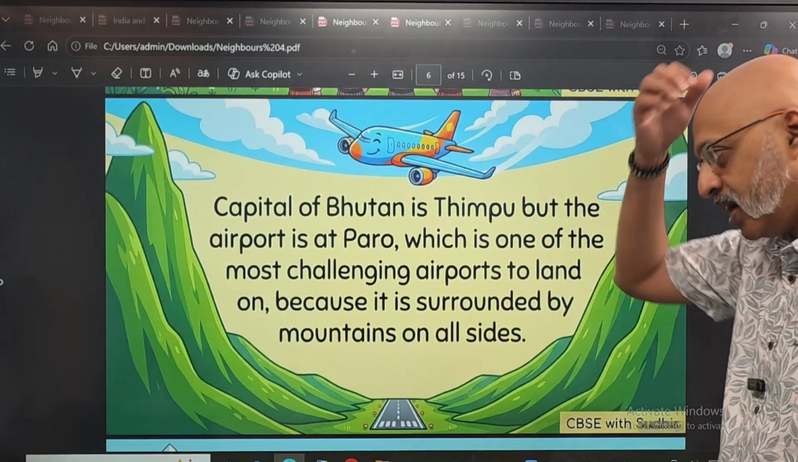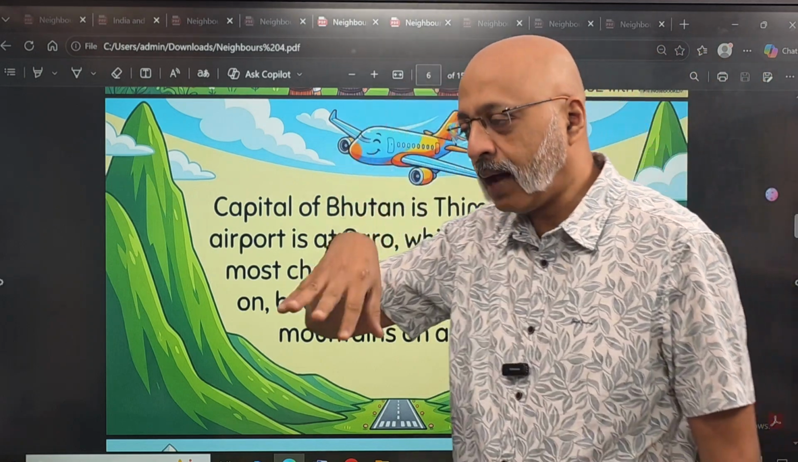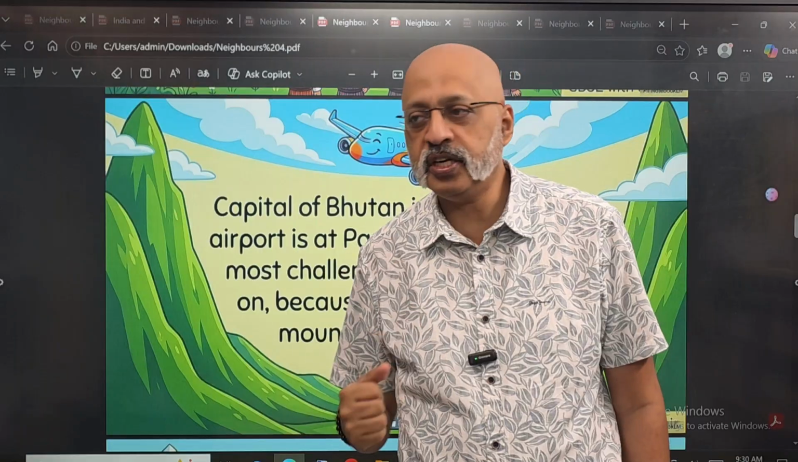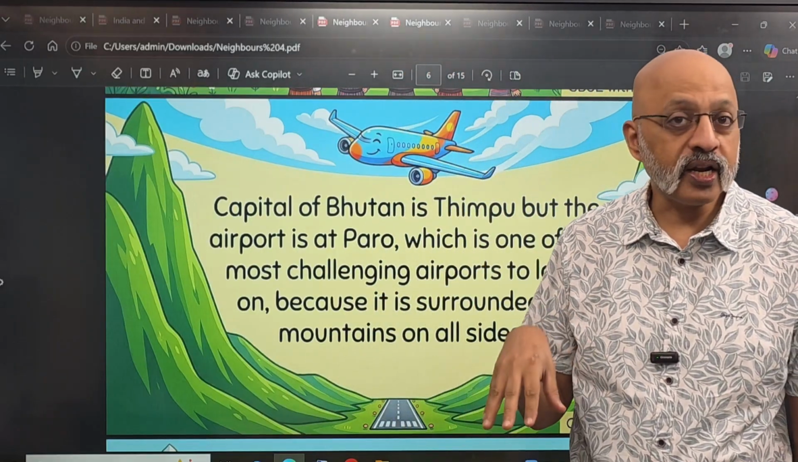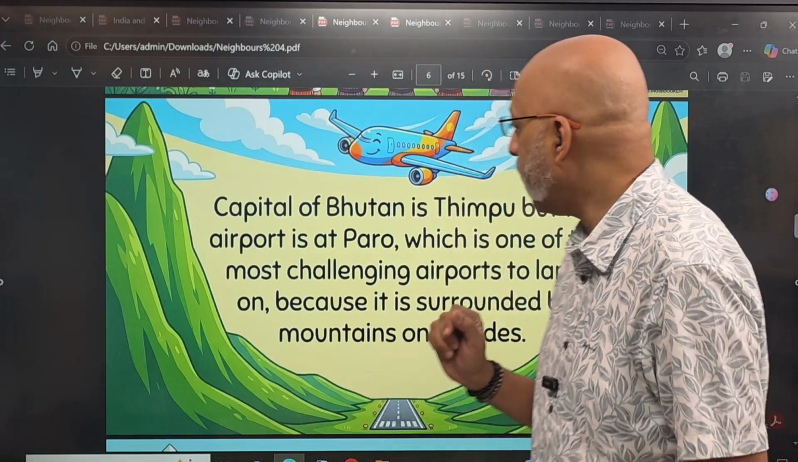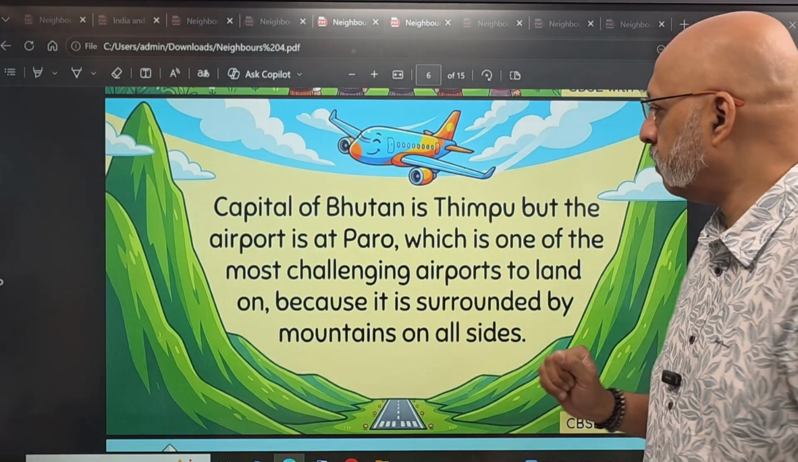Then this is something which I wanted to tell you. The capital of Bhutan is Thimphu. It's not there in your book. This is for your general GK. The capital of Bhutan is Thimphu, but the airport is in a place called Paro, right? Which is, I think, about 1.5 hours from Thimphu.